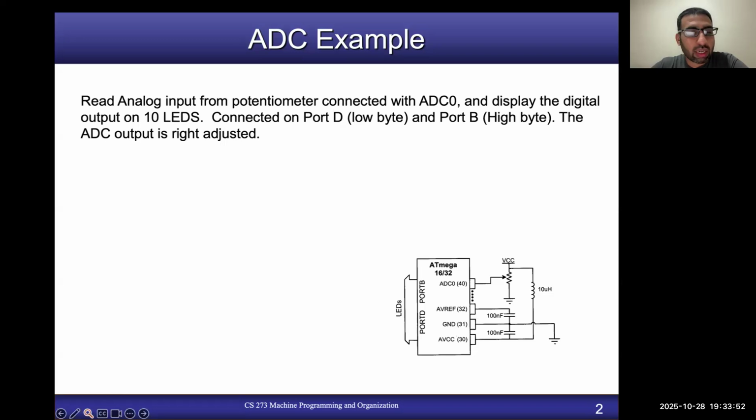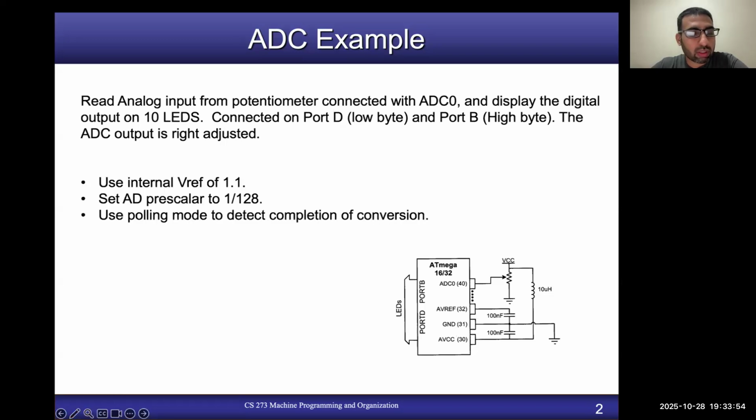So here basically you have a potentiometer connected at ADC 0. A potentiometer simply acts as a variable resistor, and as a result of this variable resistor, you can have variable voltage coming out of the potentiometer depending upon what level of resistance you have plugged in.